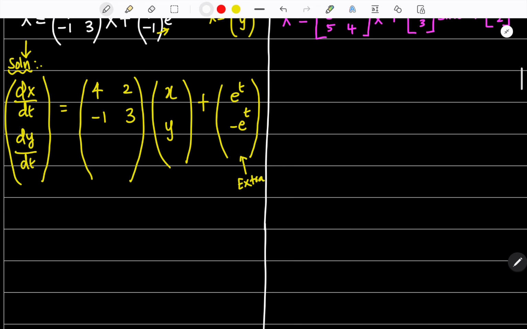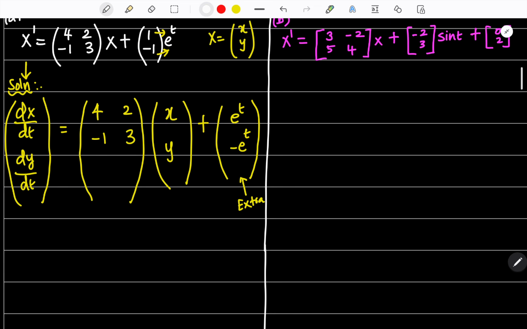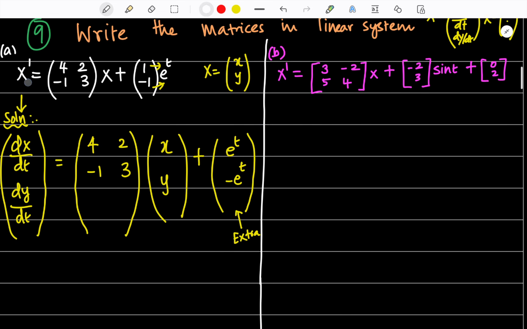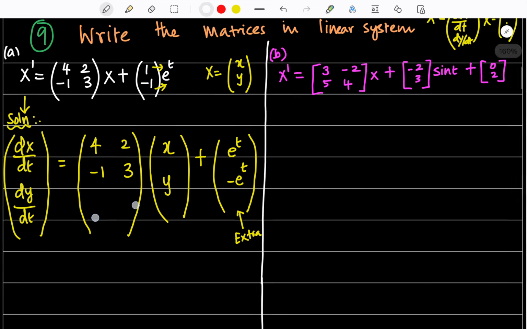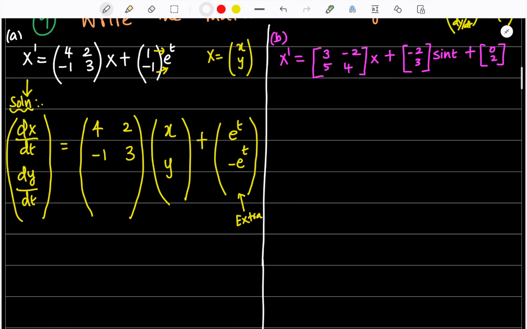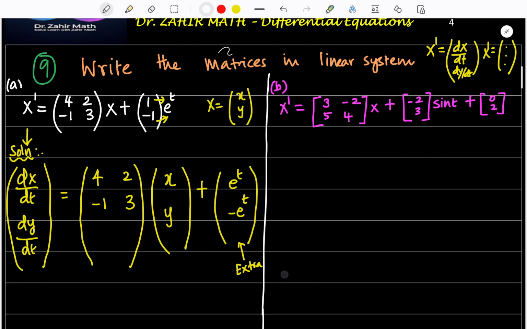So let me write the answers now and check them. x dash we write as dx by dt, dy by dt, and this is a matrix. X we wrote as a column matrix xy. Then the extra fitting we wrote as e power t and minus e power t. Now what is the question? You are going to write this matrix as a linear system.